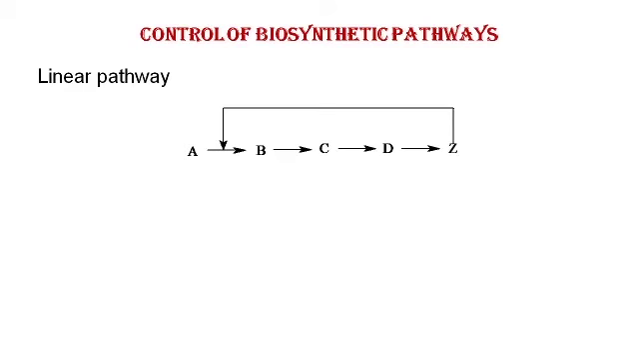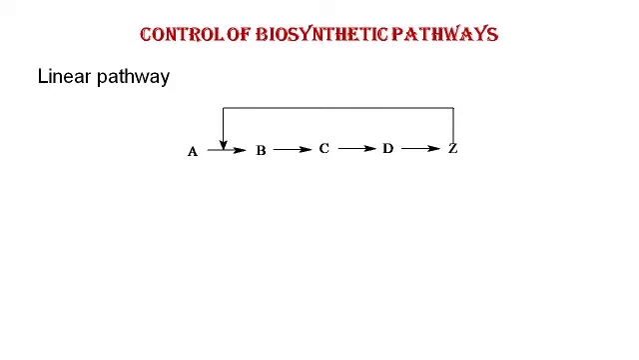So let us exemplify the linear pathway in this way, where the substrate A is converted to an intermediate B, further converted to C, then to D, and then to Z. Different enzymes are operating for different stages. That is, enzyme A will convert A to B, enzyme small b will convert B to C, small c will convert C to D, and small d will convert D to Z.